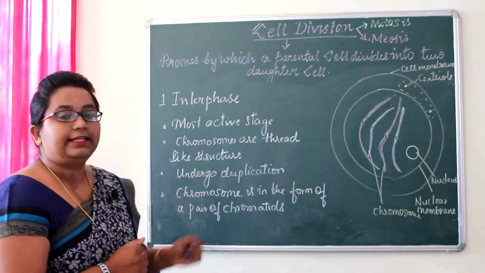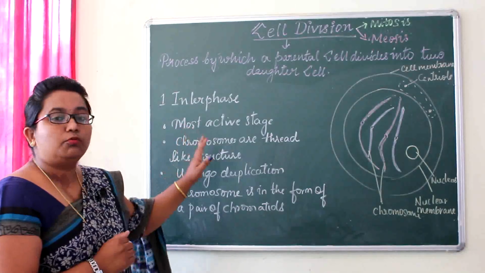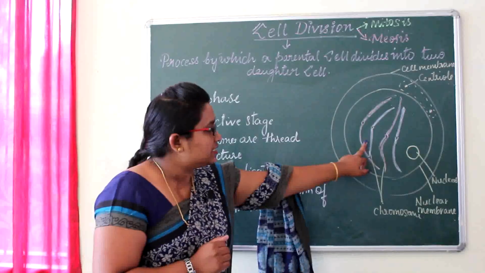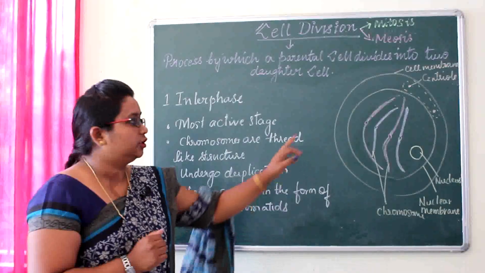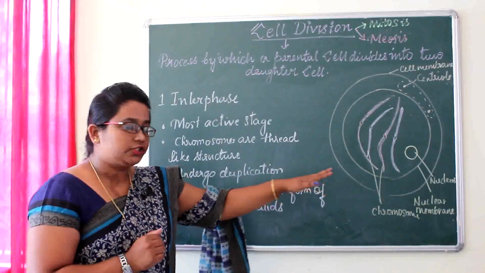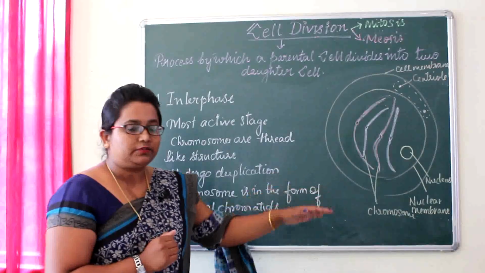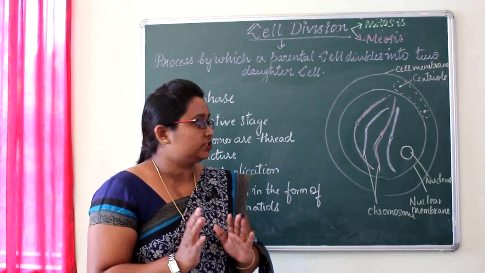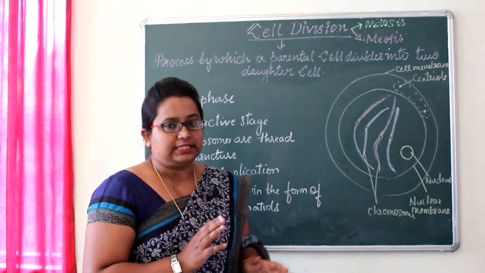Now we will study in detail about the interphase. Here in interphase, it is the most active stage, and the chromosomes are thread-like structures. You can see the chromosomes are thread-like structures, and they undergo duplication. The chromosome undergoes duplication, and the chromosome is in the form of a pair of chromatids. At the end of the stage, the chromosomes form a pair-like structure, the chromatid stage, and here the nuclear membrane and the nucleus are prominent in this stage.